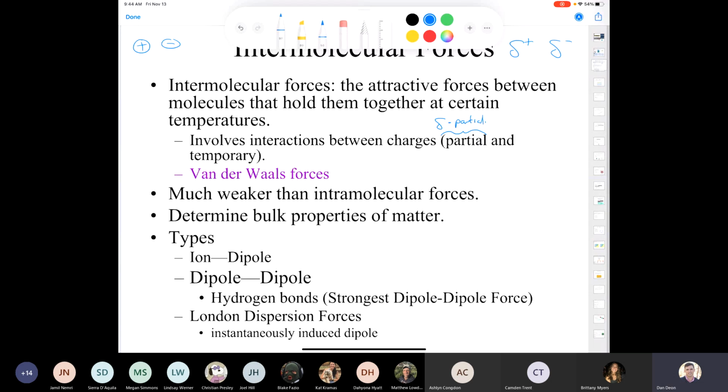Again, much weaker than intramolecular forces. Intramolecular forces are bonds, okay? Covalent and ionic bonds. Something completely different. And they determine the bulk properties of matter. What are bulk properties? Things like melting points, boiling points, densities.